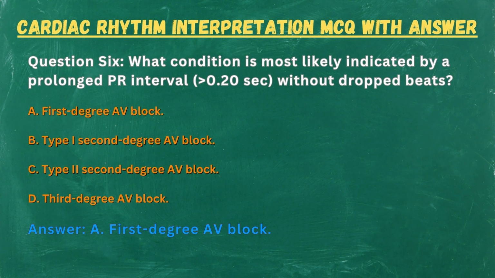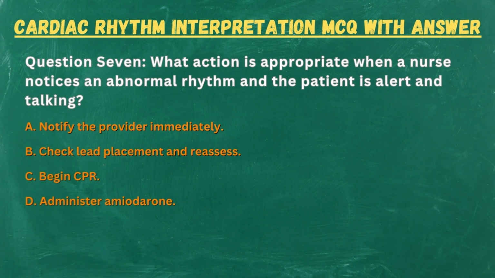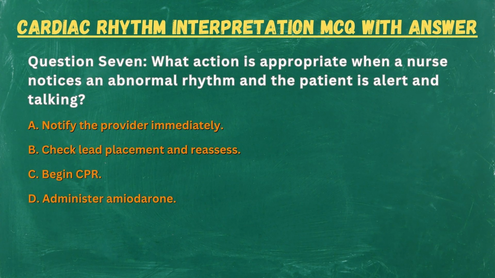Answer: A. First-degree AV block. Question 7. What action is appropriate when a nurse notices an abnormal rhythm and the patient is alert and talking? A. Notify the provider immediately. B. Check lead placement and reassess. C. Begin CPR. D. Administer amiodarone.